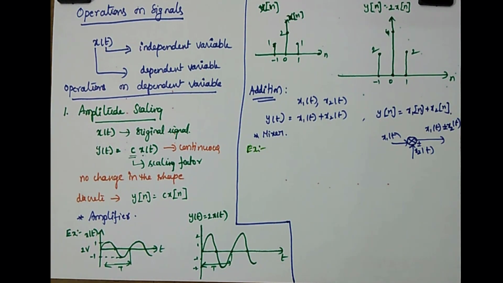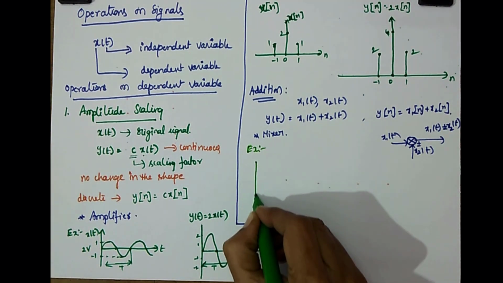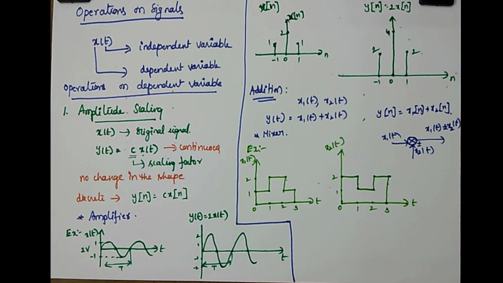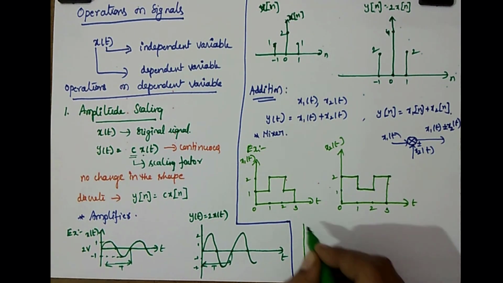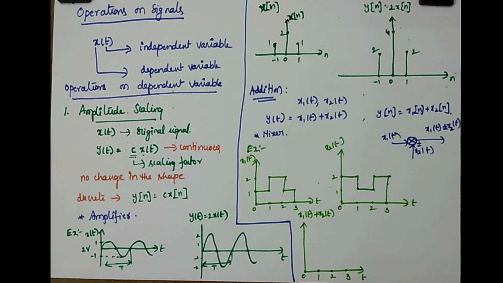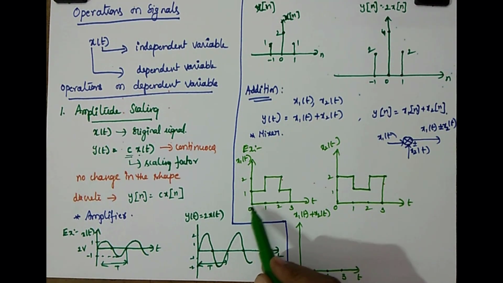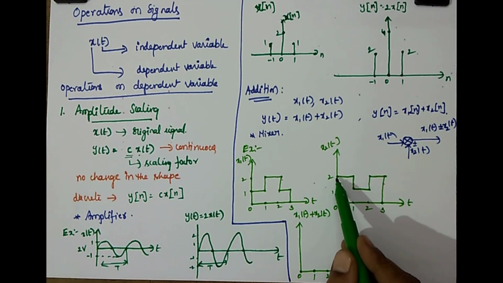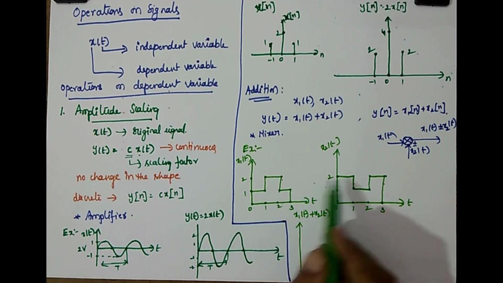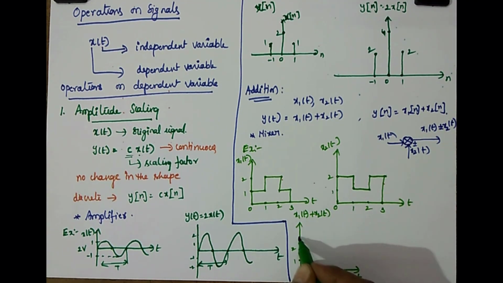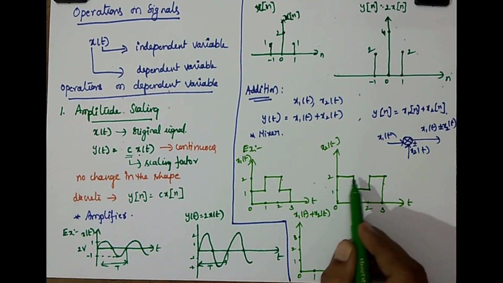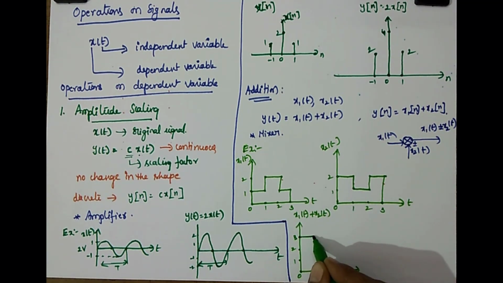Take one example. This is your x1 of t. This is your x2 of t. Then let me draw x1 of t plus x2 of t. Yes. Now at 0, x1 of t is 1 and x2 of t is 2. So for the resultant x1 of t plus x2 of t, 1 plus 2, 3 will come first. Next, between 0 and 1, x1 of t is 1 and here x2 of t is 2. 1 plus 2 is 3. So between 0 and 1, I'll get 3.